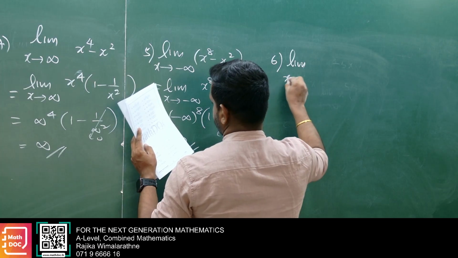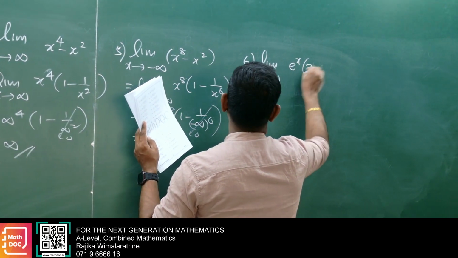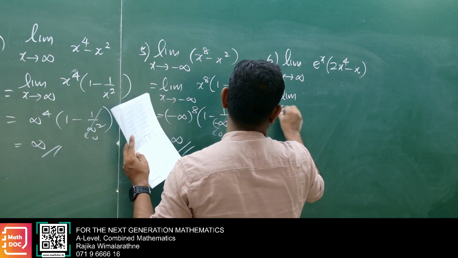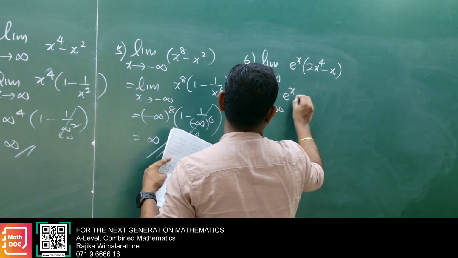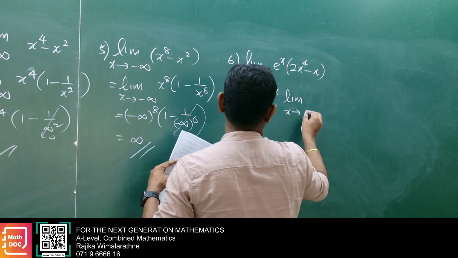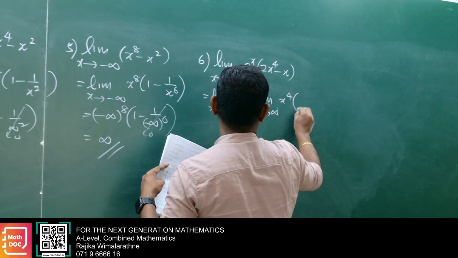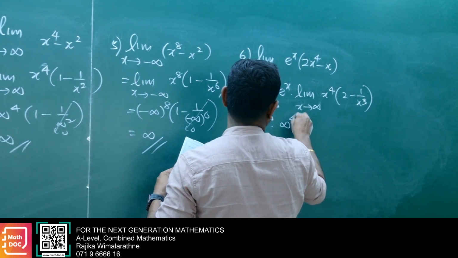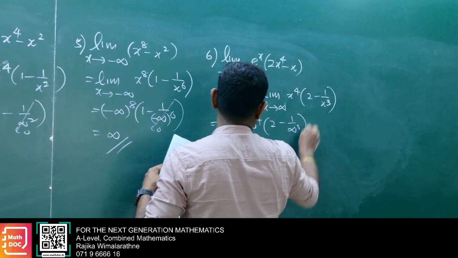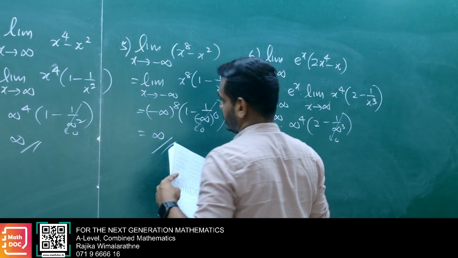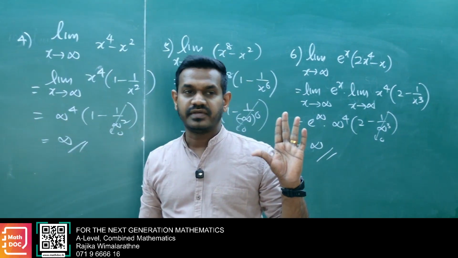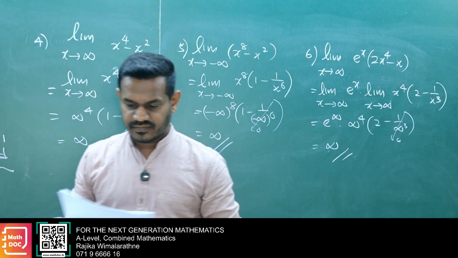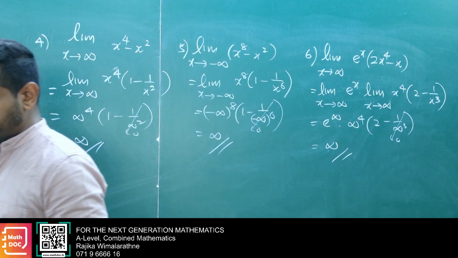Question number 6. Limit x goes to infinity, e to the power x, 2 times x to the power 4 minus x. Separate the limit first, and at the same time take the maximum power outside. Then substitute. Here 0, infinity. That is question number 8, remaining part. Try question number 7, first 4 questions.